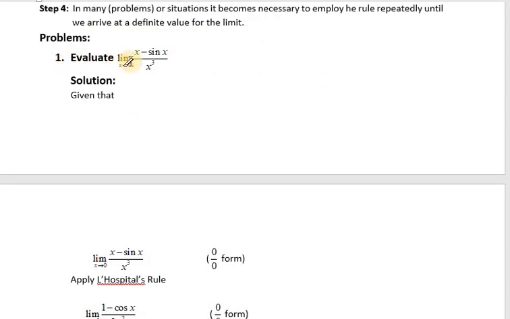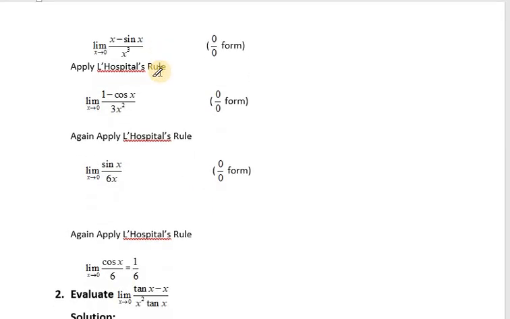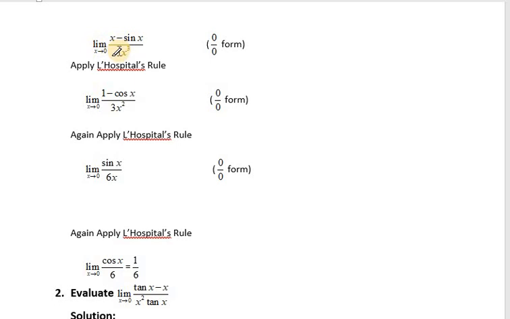Problem 1. Evaluate limit x tends to 0, x minus sin x by x cube. Solution. It is given that the limit x tends to 0 of x minus sin x by x cube, which is 0 by 0 form. See, 0 minus sin 0 divided by 0 cube. So sin 0 value is 0, hence it is 0 by 0 form.